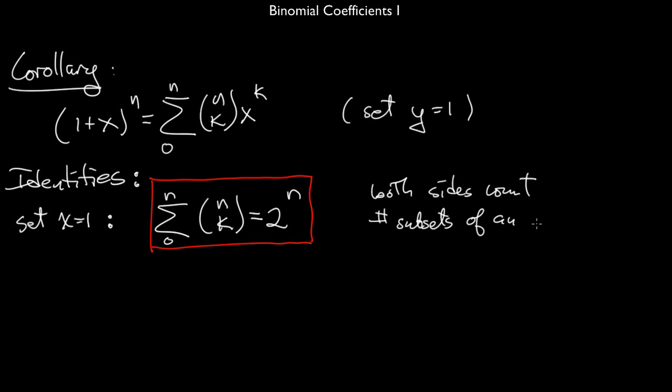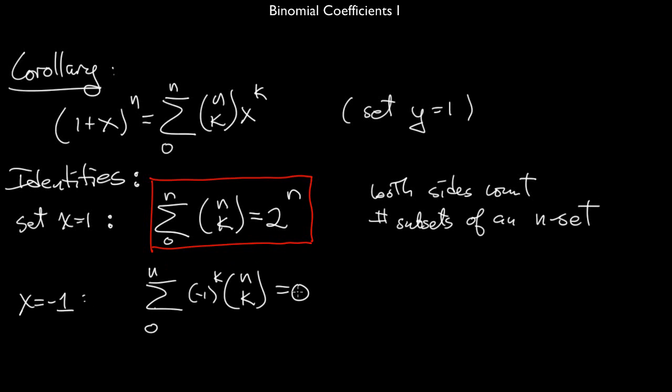But one of the nice things about combinatorics is there are many different ways of proving the same thing. Take x is equal to minus 1, on the other hand, and what you get is the summation of minus 1 to the k, n choose k is equal to 0. So the alternating sum of the binomial coefficients is equal to 0.